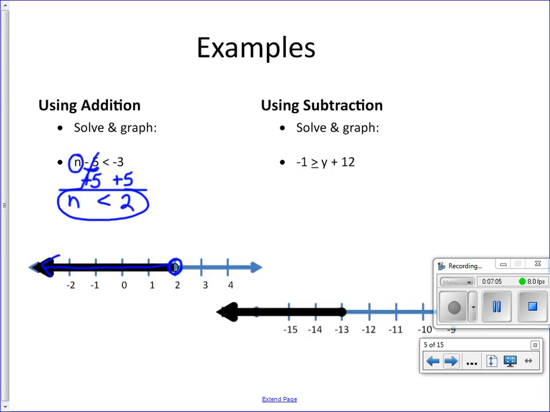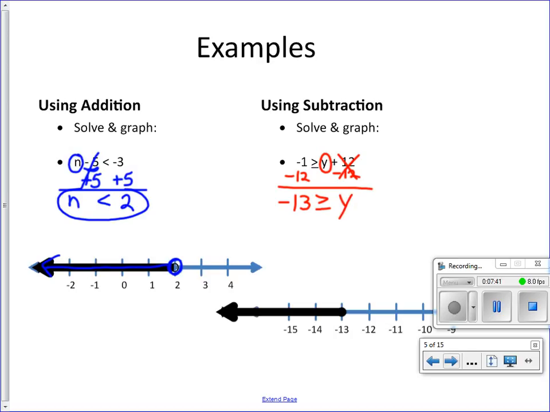Using subtraction. In our next problem, here's our variable, y, so we have to get rid of the plus 12. And to do that, we're going to subtract 12 from each side of the inequality. Plus 12 and minus 12 cancels out. On the left side, we have negative 1 minus 12, or negative 1 plus negative 12, which would be negative 13, is greater than or equal to y.